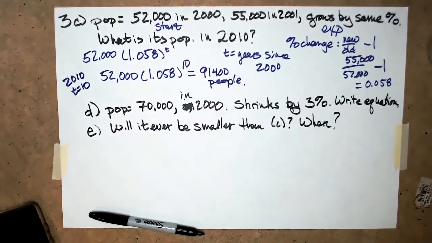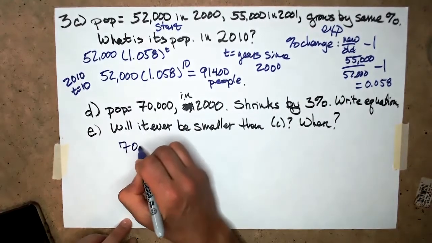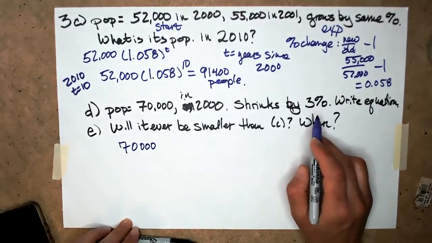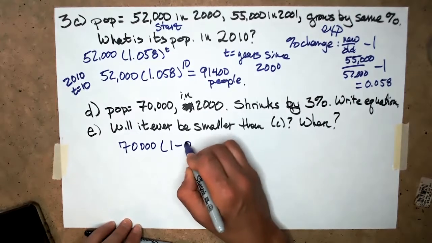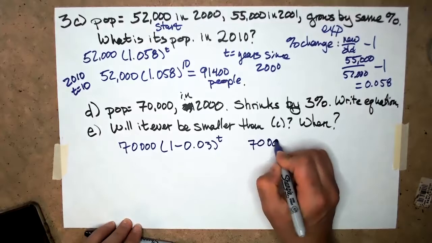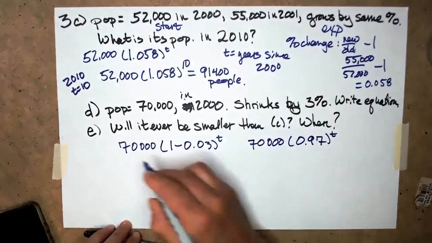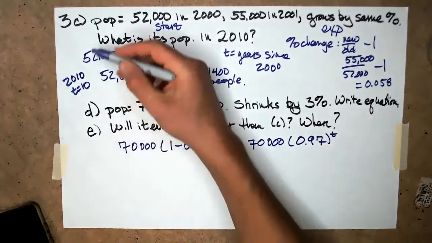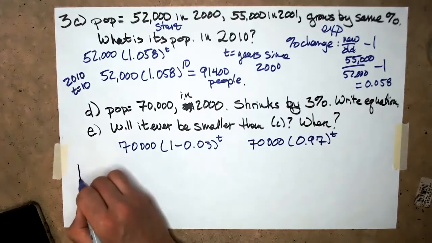Part B, I'm looking at another city which starts out with 7,000 people and is shrinking by 3% every year. So that tells me it's exponential. So its equation will be 7,000 times 1 minus 0.03 to the t, or 7,000 times 0.97 to the t. And then E asked us if this city in part D will ever be smaller than the city in part C.